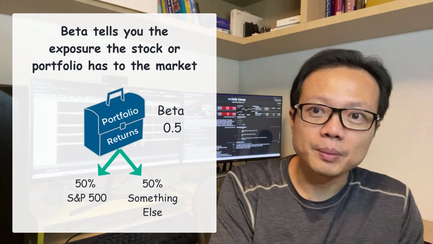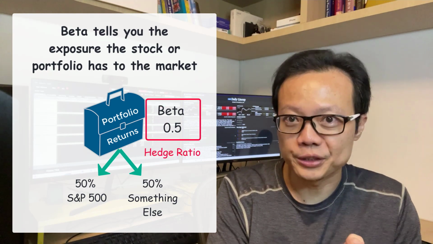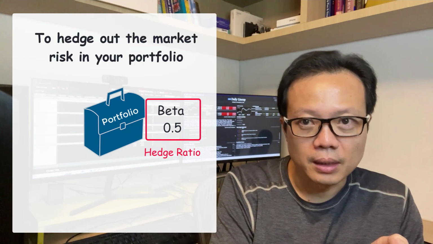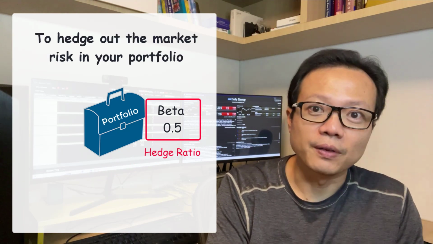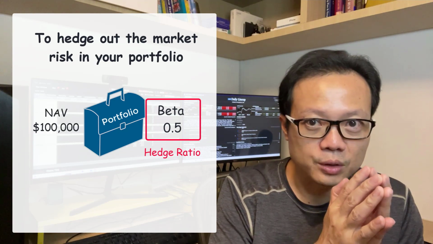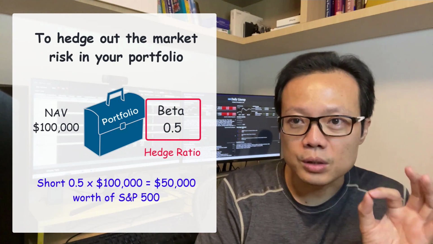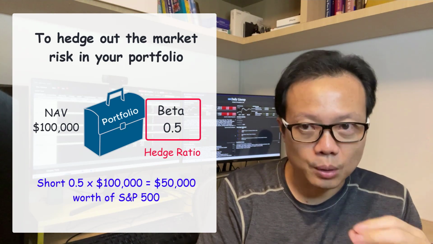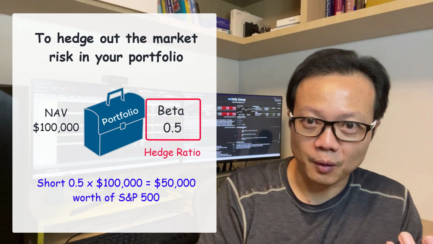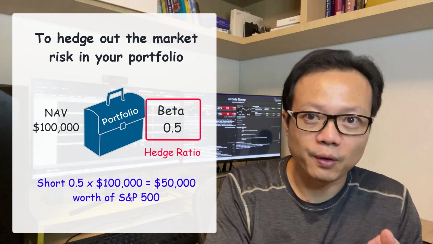So if you want to hedge out the market risk component of a portfolio, what you need to do is to short the beta exposure indicator. So as an example, let's say you have a portfolio which has a beta of 0.5 to the S&P 500. Right now, this portfolio has a net asset value of $100,000. And what you need to do is to short $50,000 worth of S&P 500 to completely hedge out the market risk component inside this portfolio itself. All right, so this is roughly how you can use beta for hedging.